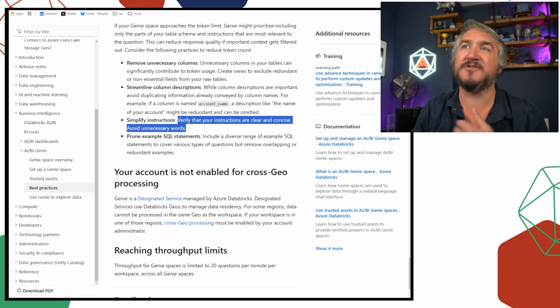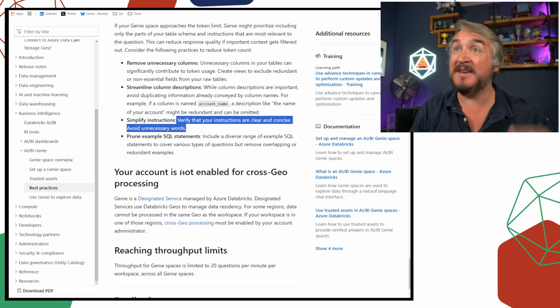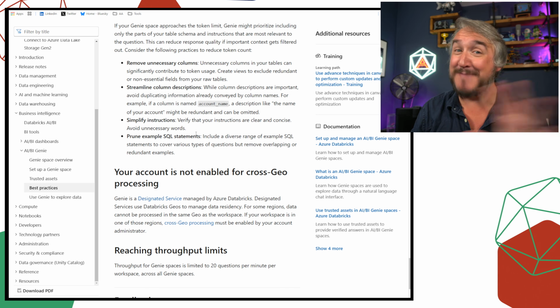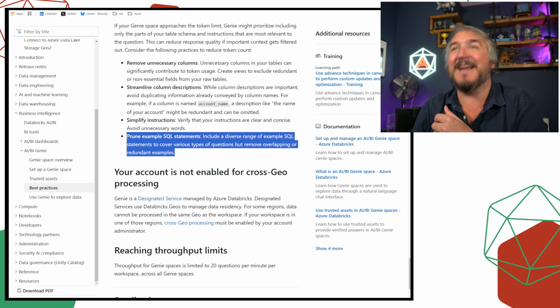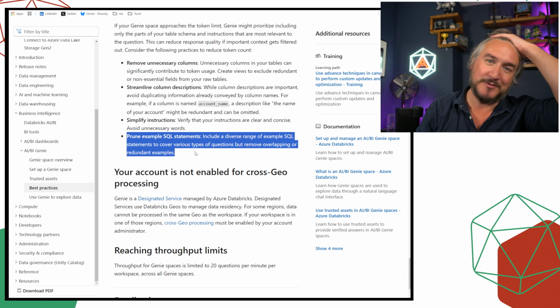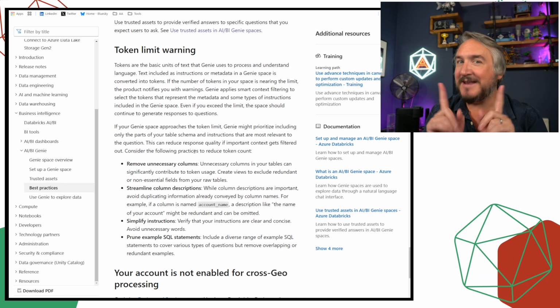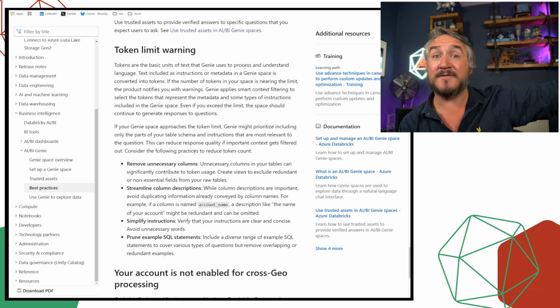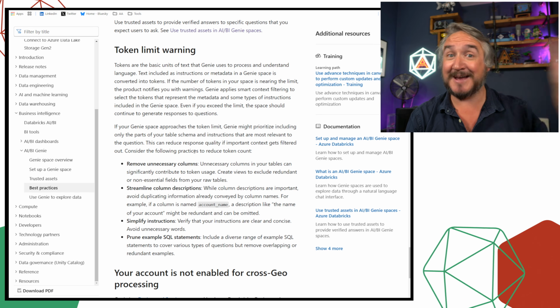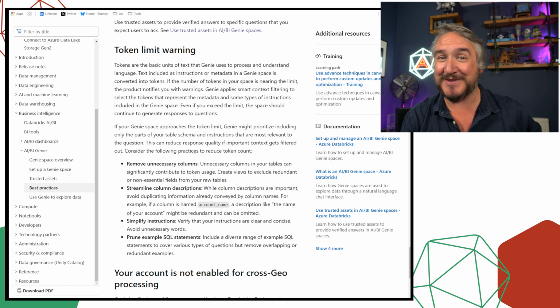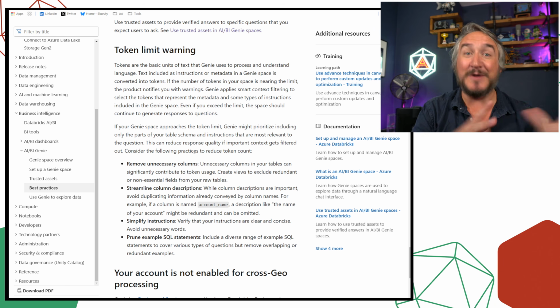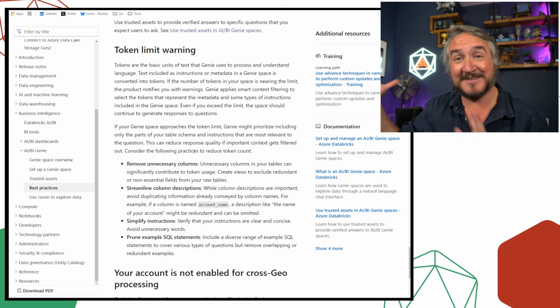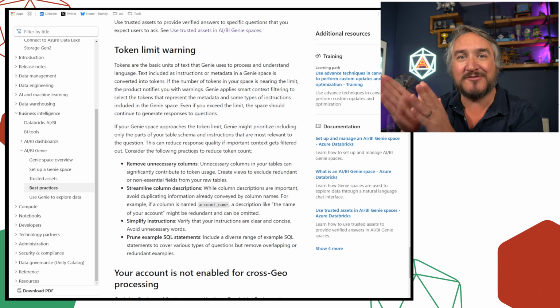Simplify instructions, just keep things blunt, easy. No one else is going to read that. Make it super simple. And yes, prune the number of different SQL statements. So that's a tricky bit, right? All of the advice so far has been add more context, add more descriptions, add more examples, add more stuff. And then you'll get to a point when you've got too much stuff in there and you need to start paring it down and streamlining it.